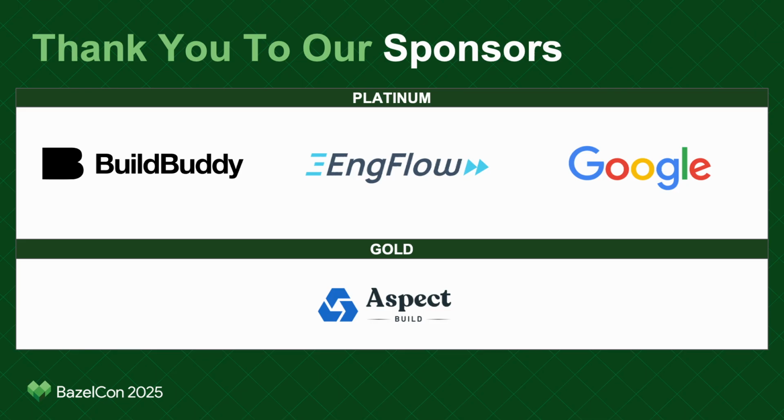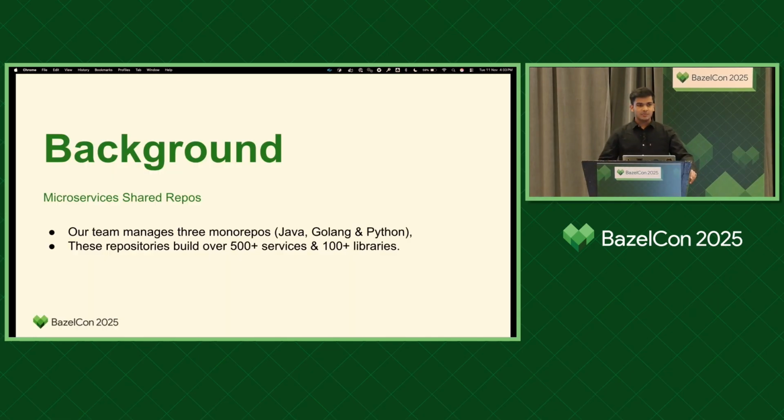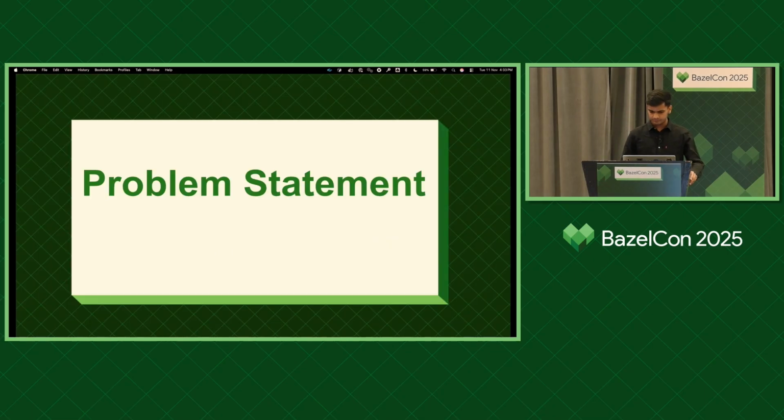Today I'll talk about scaling Java dependency hygiene in a large monorepo using a rule called deps filter and a dependency set macro. A bit of background, I'm part of the shared repository team at Salesforce. We manage 3 monorepos for Java, Golang and Python. These repositories build over 500 plus services and 100 plus libraries. Our large effort goes towards maintaining and upgrading third-party dependencies, and often we have to deal with transitives.